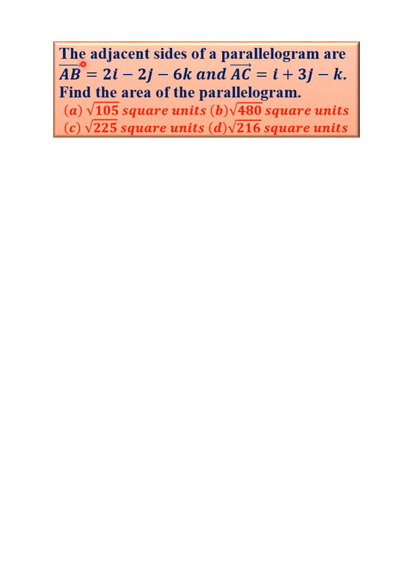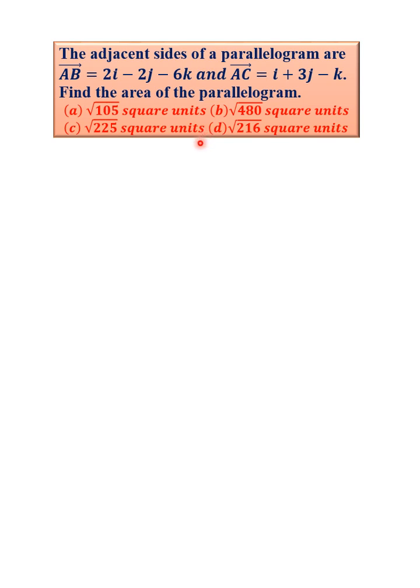The question says, the adjacent sides of a parallelogram are vector AB equals 2i minus 2j minus 6k and vector AC equals i plus 3j minus k. Find the area of the parallelogram. And these are the options to choose from.